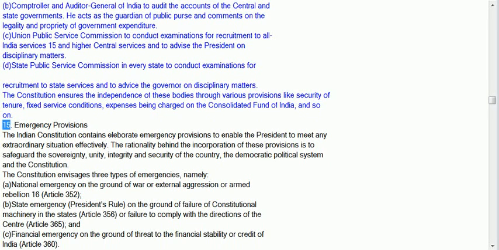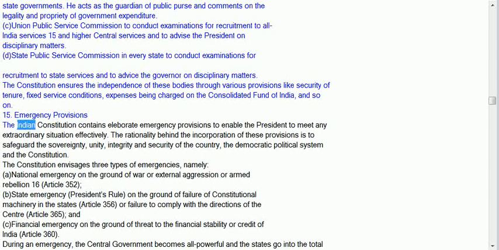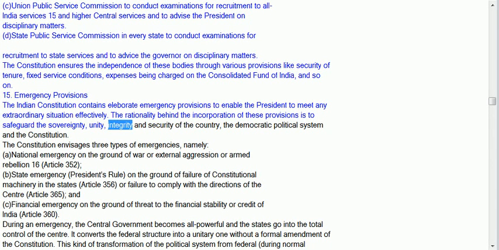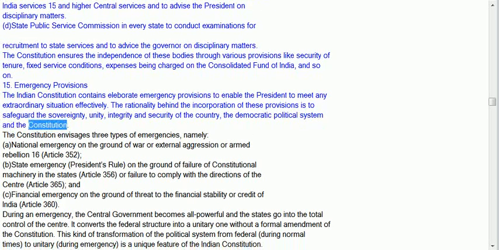15. Emergency provisions. The Indian Constitution contains elaborate emergency provisions to enable the President to meet any extraordinary situation effectively. The rationale behind the incorporation of these provisions is to safeguard the sovereignty, unity, integrity, and security of the country, the democratic political system, and the Constitution.